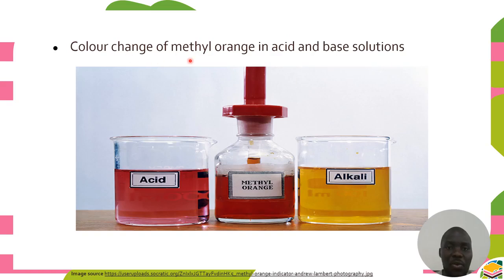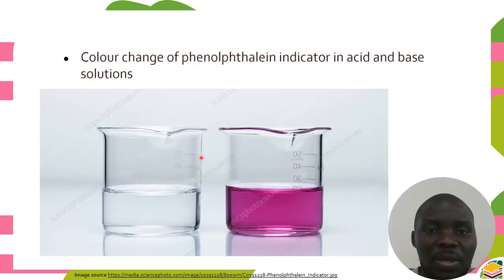The color change of methyl orange in acid and base solution. So this is methyl orange. You can see the label. And if you add it to an acid, you have pink, while when you add it to a base or alkaline, it's yellow in color. Then this one is phenolphthalein indicator. When you add phenolphthalein indicator in an acid, the color becomes colorless, while in a base, it's pink color.